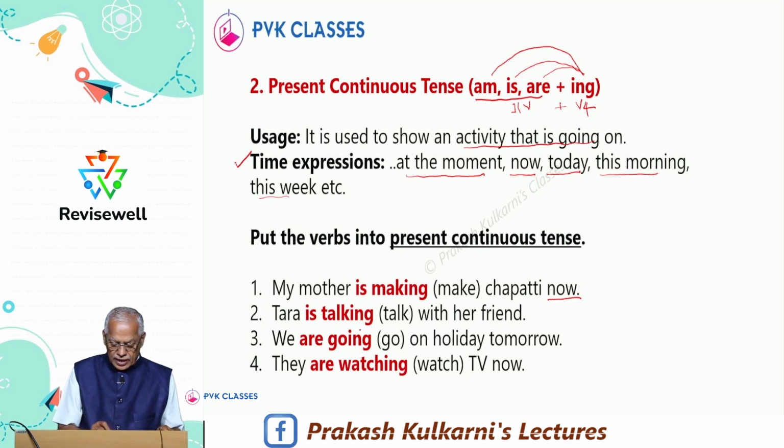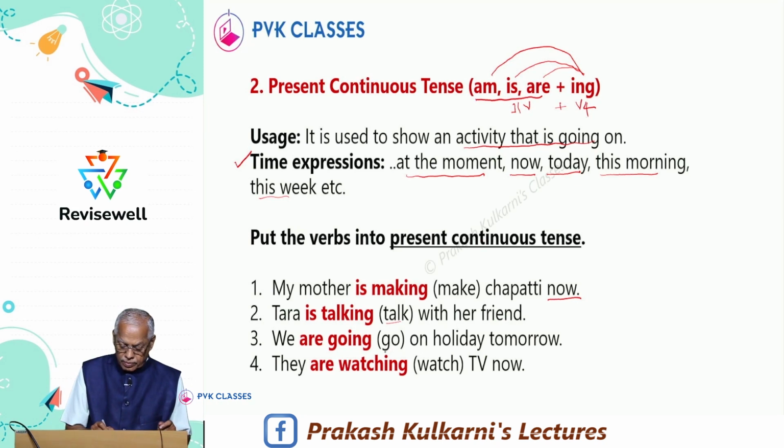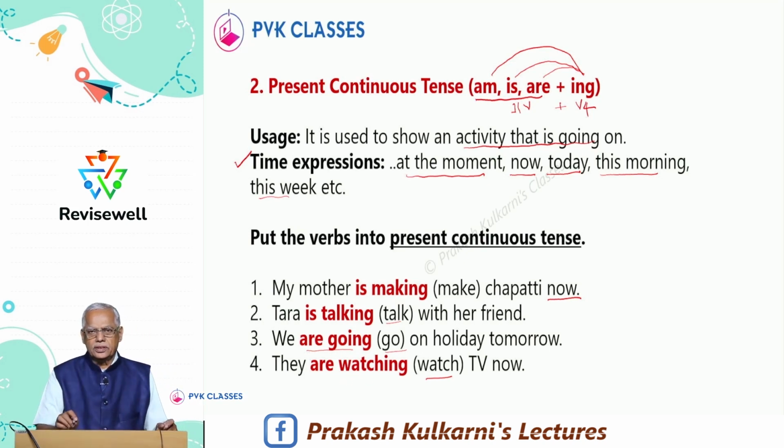And Tara is talking with her friend. She is talking. In bracket they give only talk. We are going on holiday tomorrow. So in bracket go is there. Correct form of the verb is are going. And fourth one is they are watching TV now. In bracket watch is given. You have to write are watching. Okay, this way present continuous tense is used.